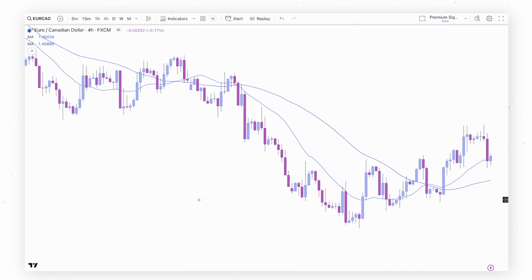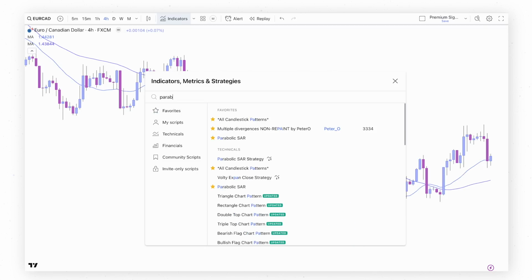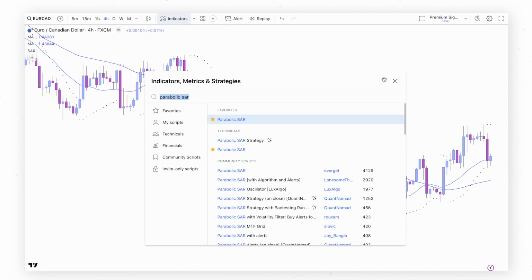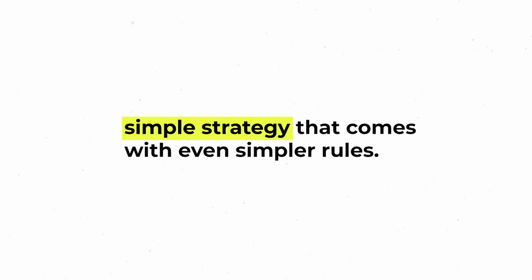Next, we add the Parabolic SAR to our chart, so repeat the same process as you did for the moving averages, but this time type the Parabolic SAR into the search box. And as per usual, a simple strategy comes with a simple setup guide. So for a long trade position, here's what we are going to be doing.